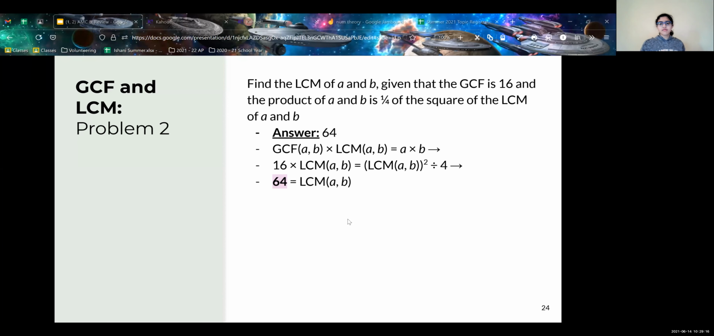Okay, so some people are saying it makes sense now. So hopefully that means no one has any questions. And if so, we will move on to the next problem.